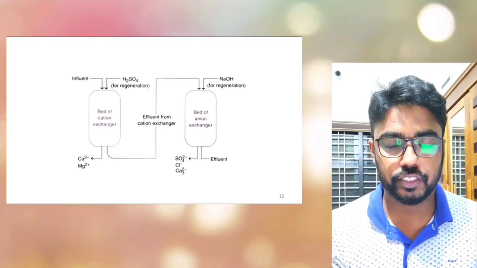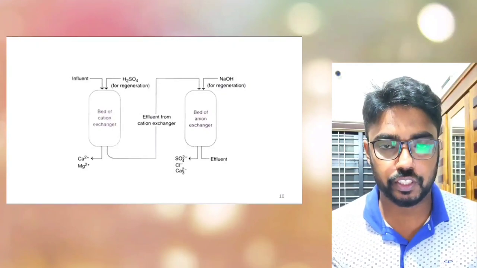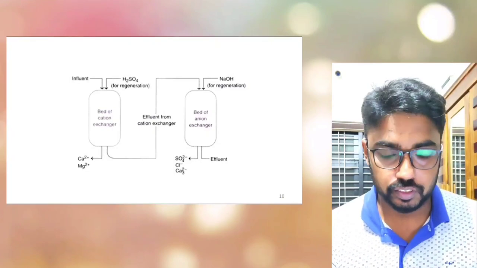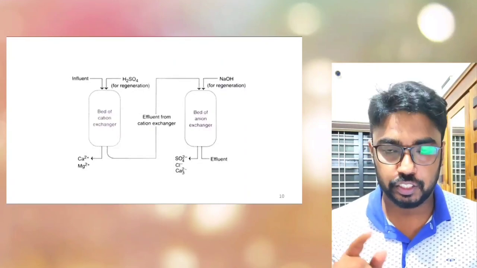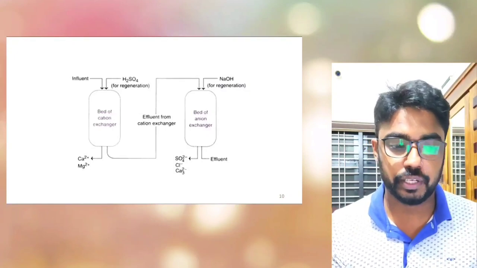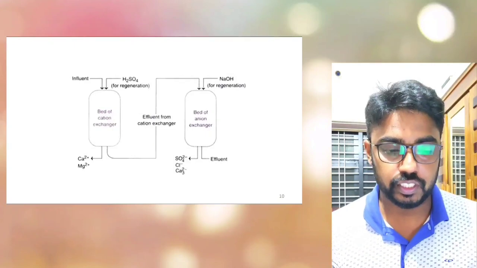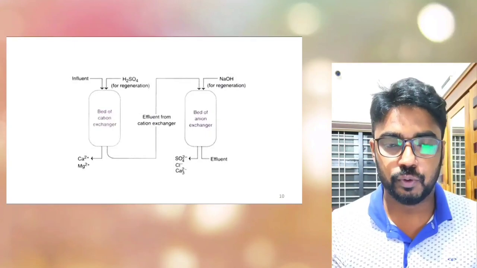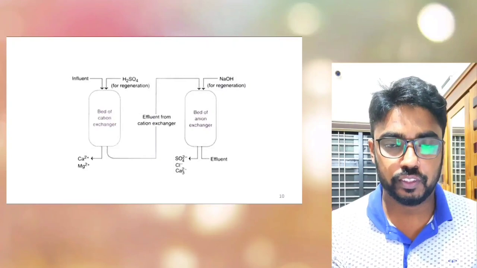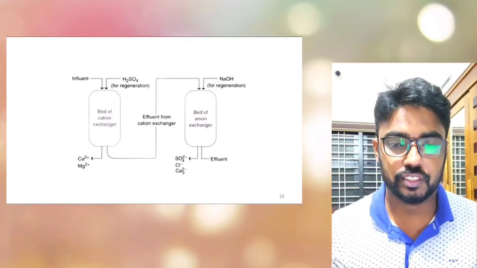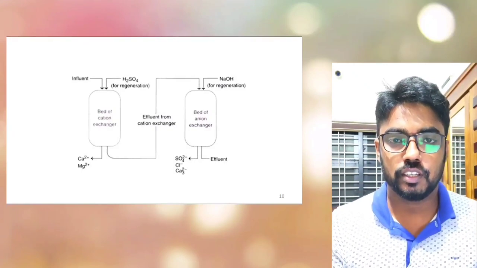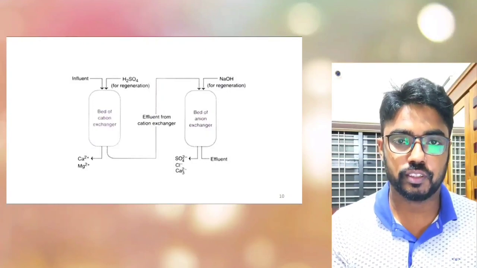This is one of the models of an ion exchanger column. The wastewater is first passed through the cation exchanger column, where you can remove Mg2+ and Ca2+. Next, it goes to the anionic exchange column, where you can remove SO4 2-, Cl-, and CO3 2-. For the regeneration of the cation exchanger, sulfuric acid is used, and in the case of the anion exchanger, NaOH is used. This is about the ion exchange column for the removal of dissolved solids present in the effluent of secondary treatment of wastewater.